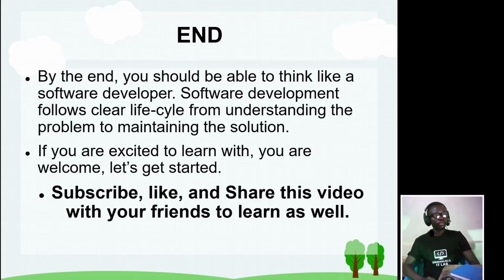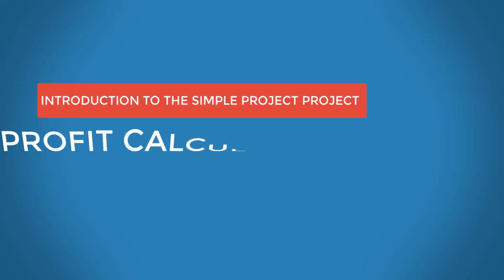So this brings us to the end. By the end, you should be able to think like a software developer. Software development follows a clear life cycle from understanding the problem to maintaining the solution. So the problem is capture the profit and many other problems you will encounter in the field. So you must identify the problem, understand it, and you have to keep the solution on track. If you're excited to learn with me, get ready and let's get started.